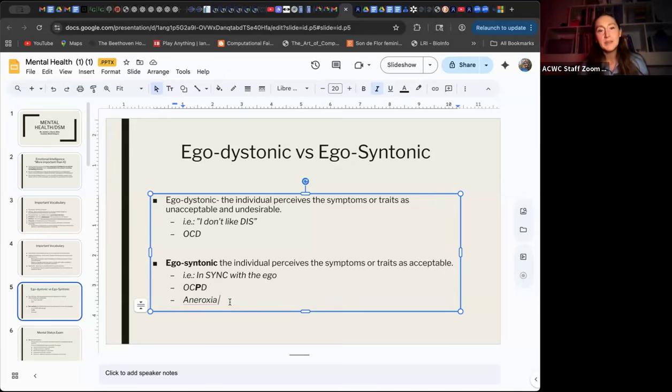Another one that's like this will be anorexia. And that's actually another reason why it can be so hard if someone has anorexia, because they perceive this trait as acceptable, like this is in sync with who they are as a person.